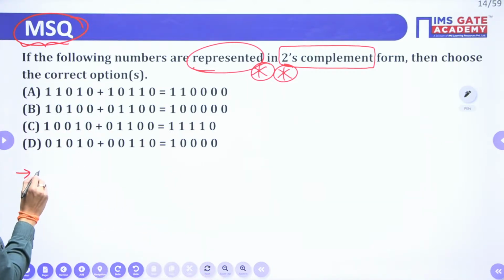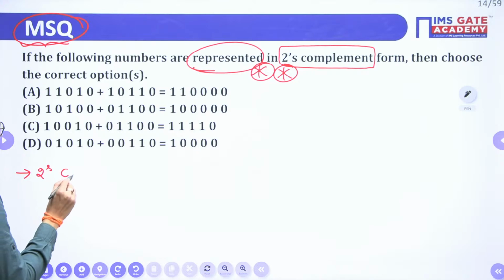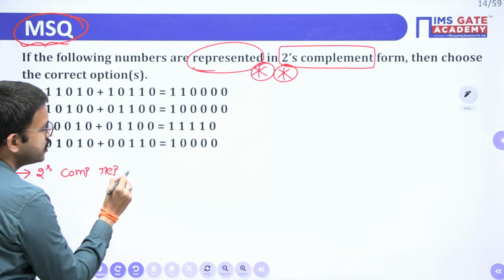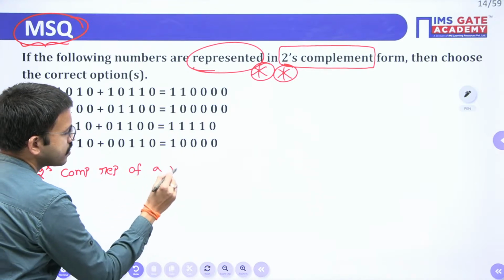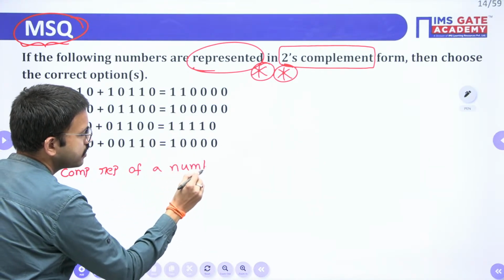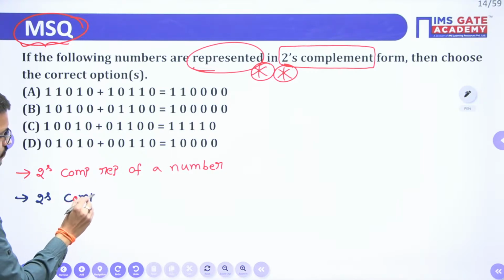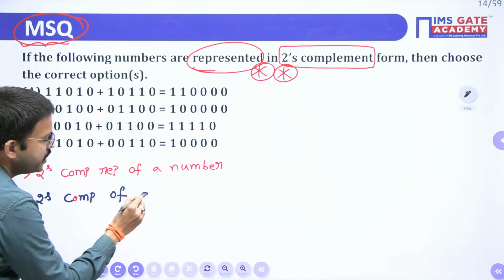The first statement is: 2's complement representation of a number. And the second statement is: 2's complement of a number.